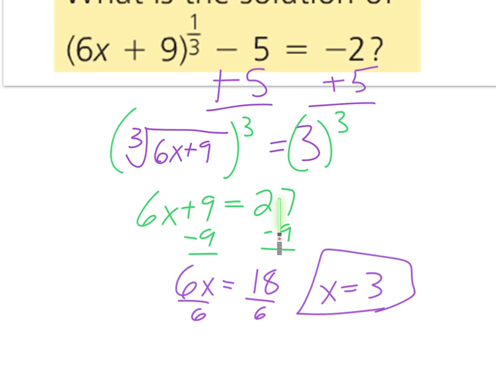3 cubed is 27, so from here it's just like solving a regular equation. We just subtract 9, that gives us 18. Divide by 6, we get 3. And again, even though extraneous solutions are not possible, it doesn't take too long and certainly doesn't hurt at all to plug that 3 in and make sure that that works.